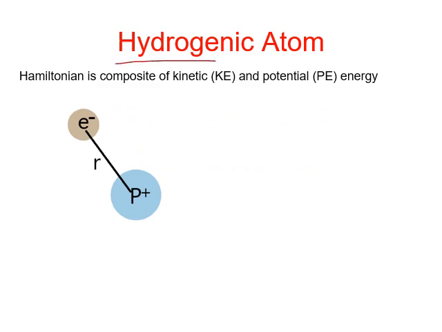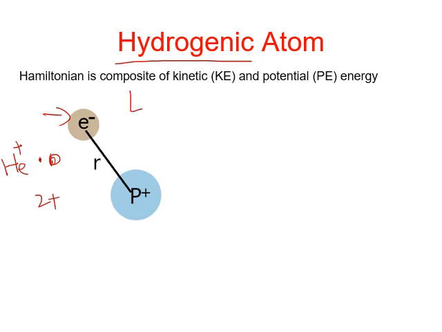Let's start with the hydrogenic atom. A hydrogenic atom is an atom or an ion that contains only one electron outside the nucleus. For example, helium contains 2 protons and 2 electrons. Now, if helium loses 1 electron, then it becomes positively charged, but has only 1 electron outside the nucleus.